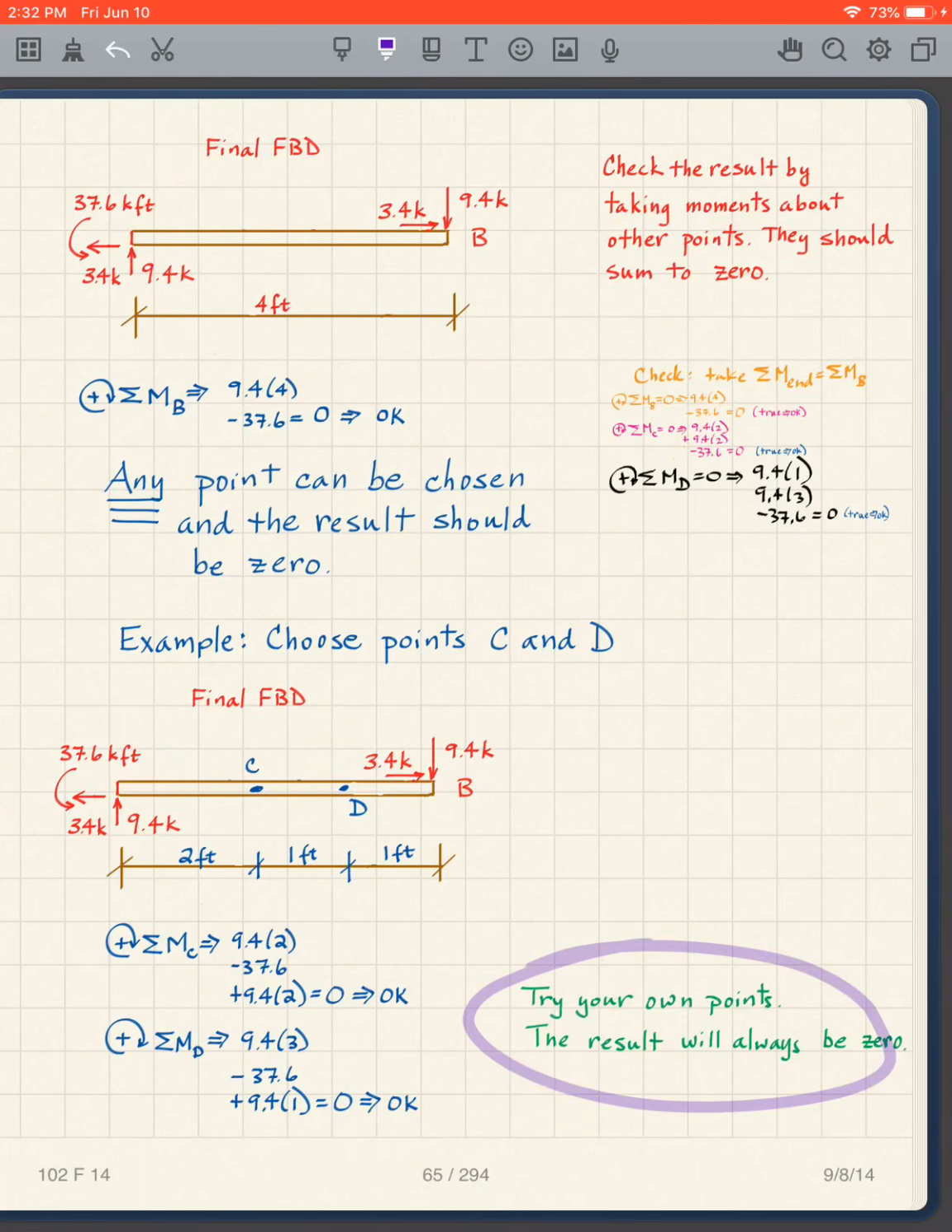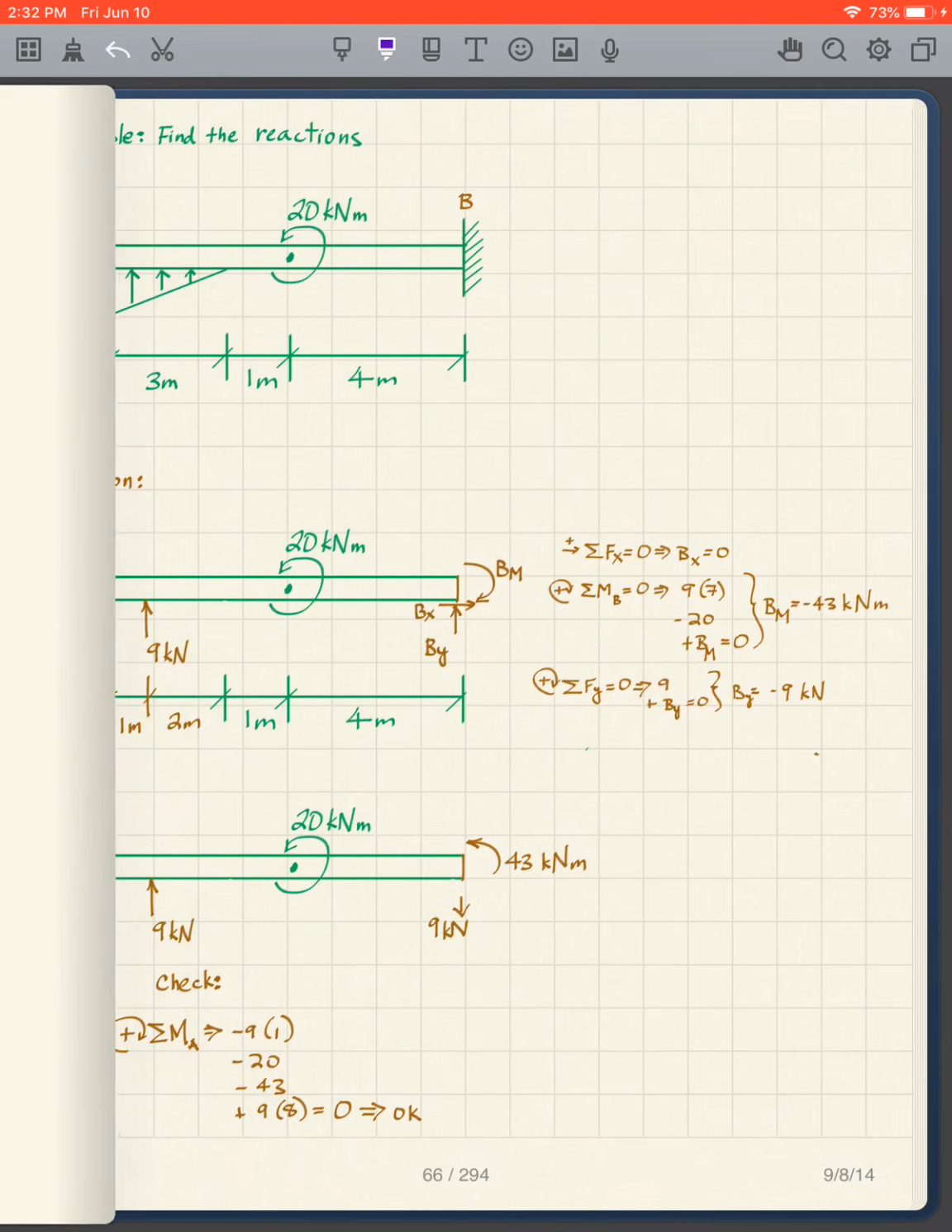Okay, so you can try your own points. No matter what point you choose, we will have the moments being 0.